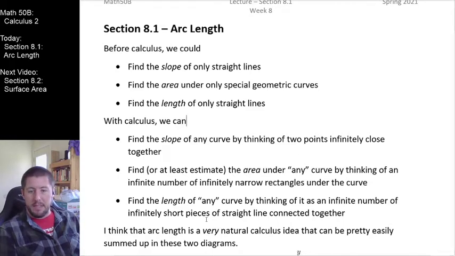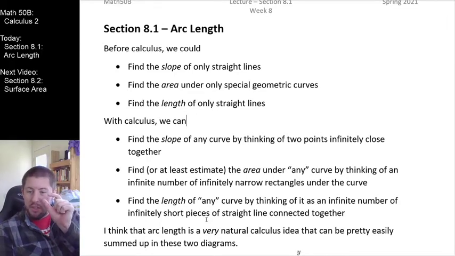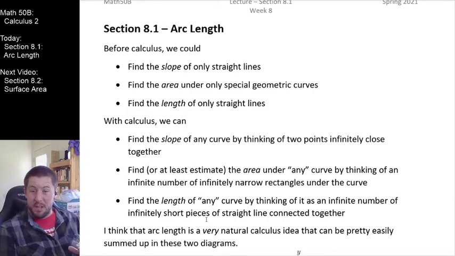So what I'm thinking to myself is, if I want to find the length of a curve, I can just think of that curve as being a whole bunch of infinitely short pieces of straight line, find all those lengths, add them all up. All right, that exactly follows my intuition. So I want to be just real clear here.